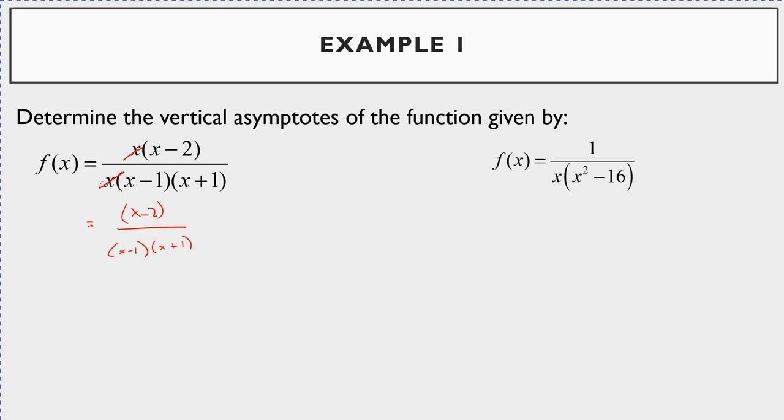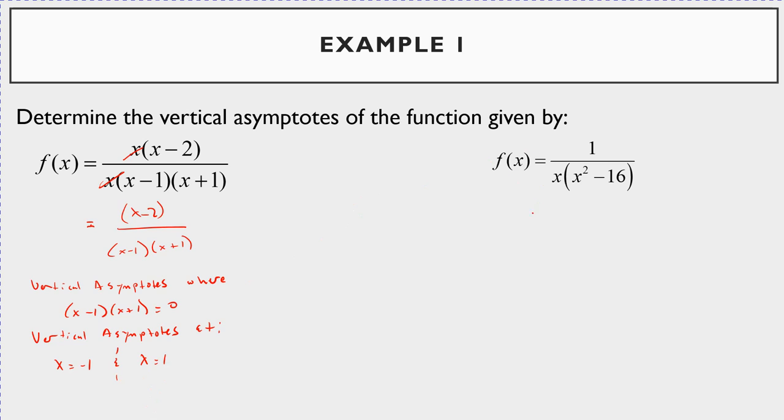If you want to find the vertical asymptotes, you would just look here. So we have vertical asymptotes where this expression, x minus 1 times x plus 1, is equal to 0. And so we can see here that this will happen when either x is equal to 1 or negative 1. So again, you have one at x equals negative 1, and you have one at x equals 1.